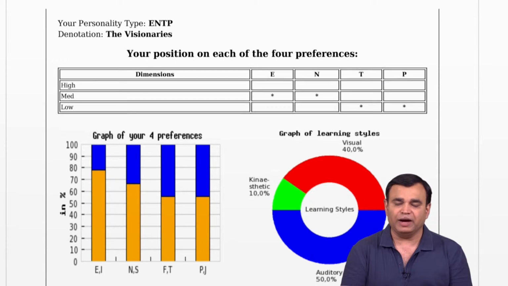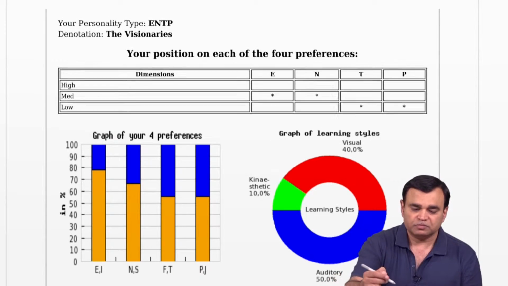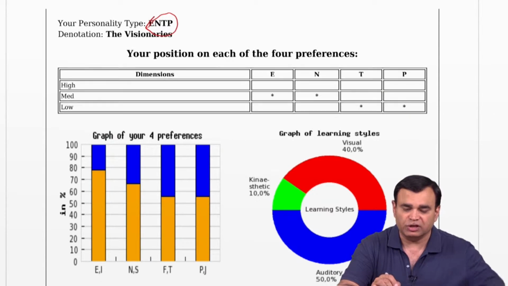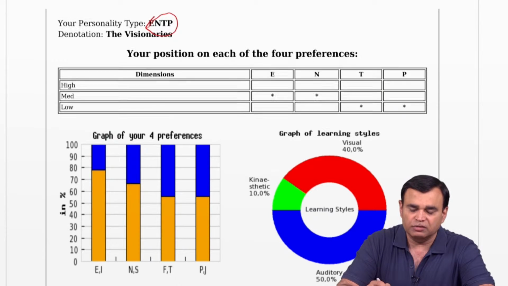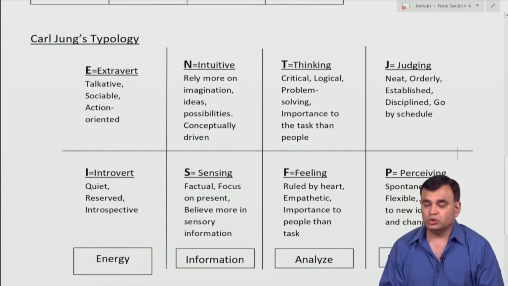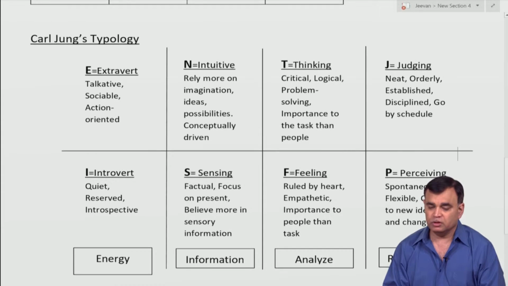So let me start by talking about the first, and that is Jung's typology type of result. And in this particular case, what you see is the personality type being ENTP, which I have circled. Now, these are based on Carl Gustav Jung's 4 switches that he described. So let me explain the ENTP report using the basis of it, which is Carl Gustav Jung's typology.